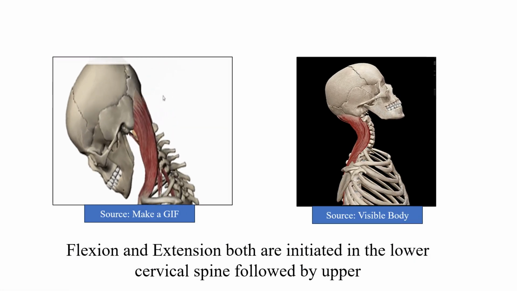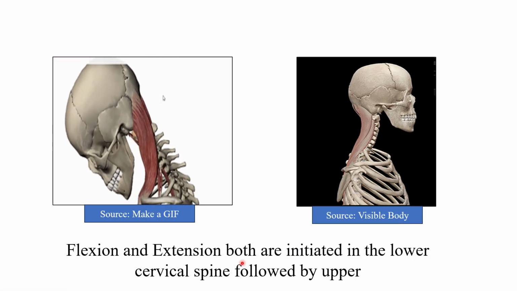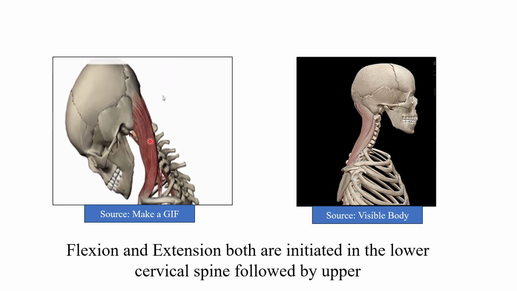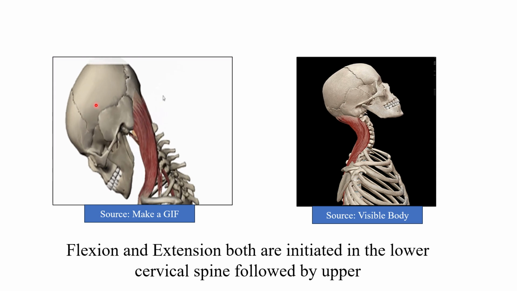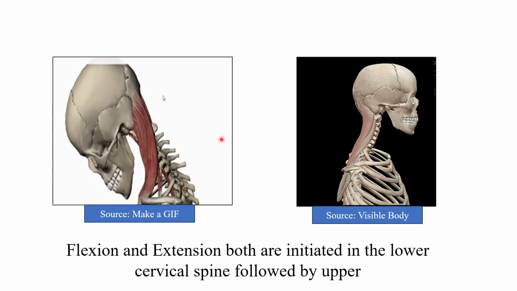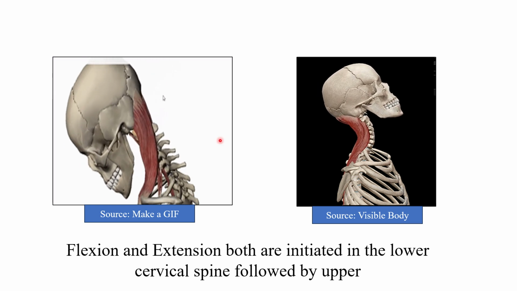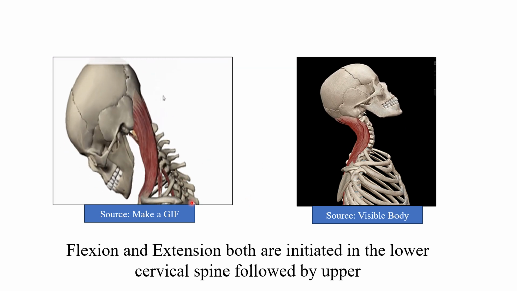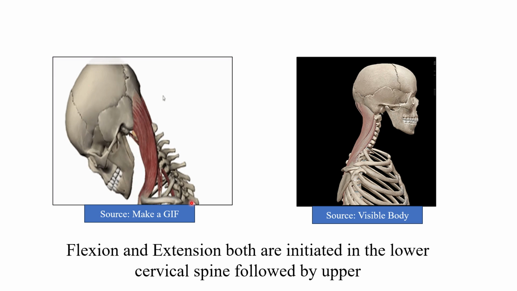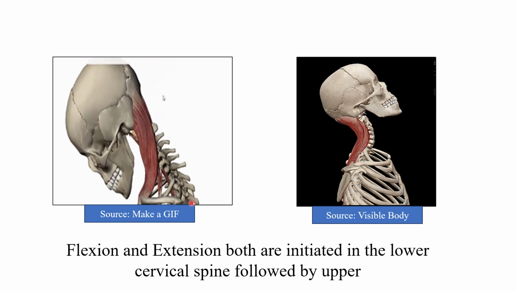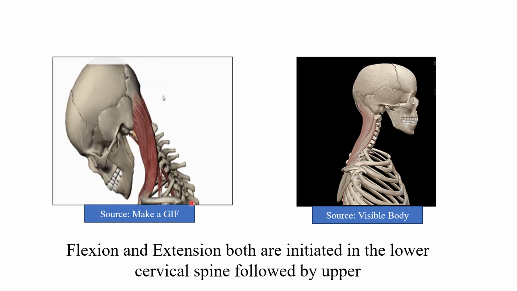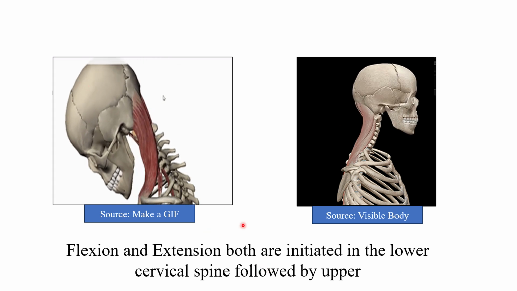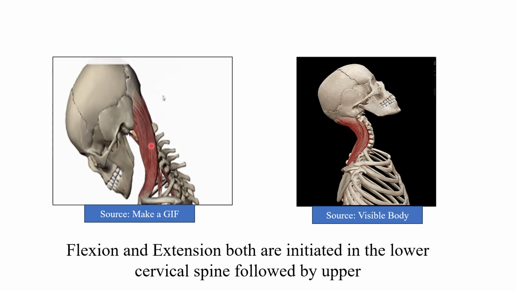So in an ideal situation, flexion and extension both should be initiated in the lower cervical spine, thereafter followed by the upper cervical spine. But in most cases, when people have forward head or chin poke postures, etc., the lower cervical spine is already in flexion, which is why we see a hump, whereas the upper cervical spine becomes more hypermobile and compensates for the range. So ideally, your flexion and extension should be from the lower cervical spine followed by the upper.